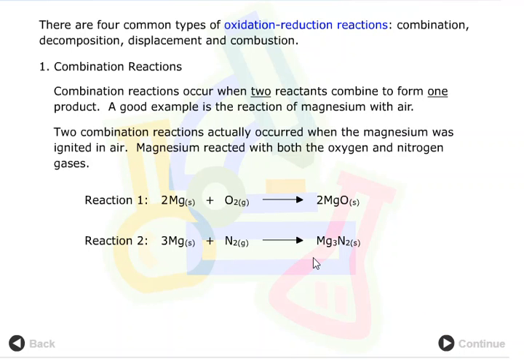Now, the two combination reactions actually occur when the magnesium is ignited in air. As you have seen in the video, magnesium reacted with both oxygen and nitrogen gases. When magnesium reacts with oxygen, it forms magnesium oxide, and when magnesium reacts with nitrogen, it forms magnesium nitride.